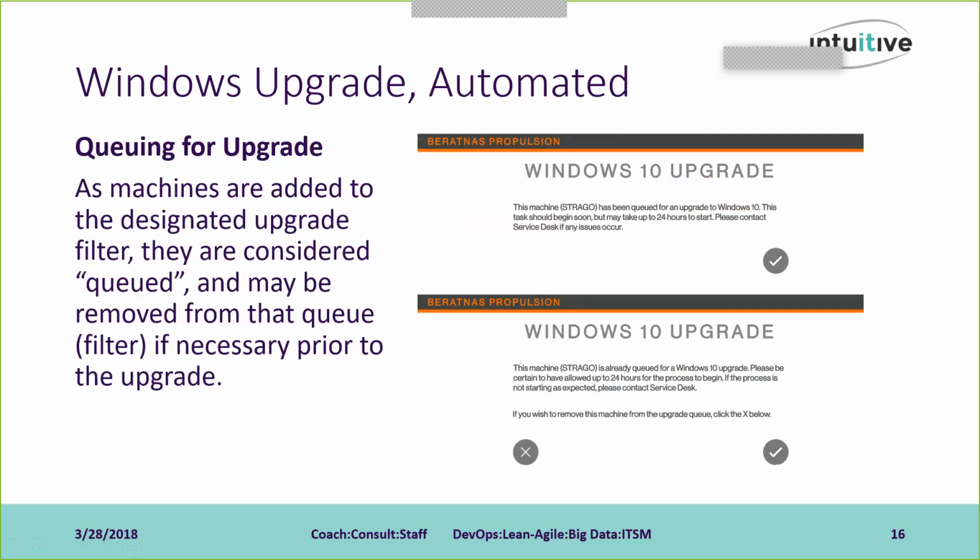So if it has already been queued, we can then remove it. For example, if someone starts an upgrade, someone comes in behind and says, we don't really want to do that. It's the busiest time of day. We got a really busy day tomorrow. Let's put this off for a few days. They can just remove it from the queue, which is, in effect, just removing it from the upgrade filter.